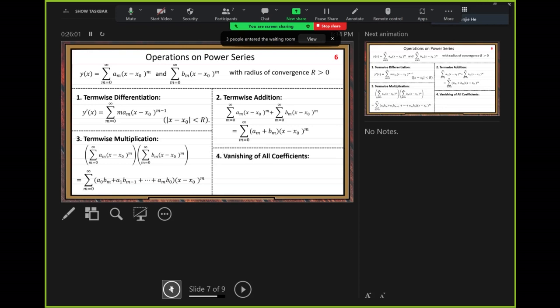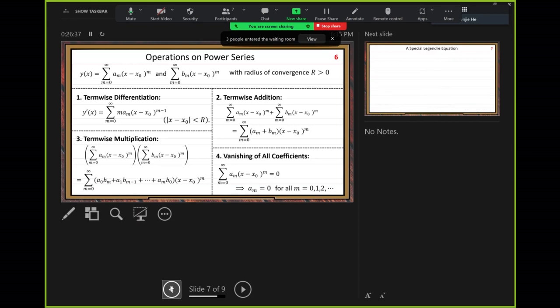Number 4, vanishing of all coefficients. We also used this property before. When you have a power series that equals 0, think about it. If you know the whole power series equals 0, for every x, everywhere, then you can derive that all these coefficients a equal 0. We already used this property.